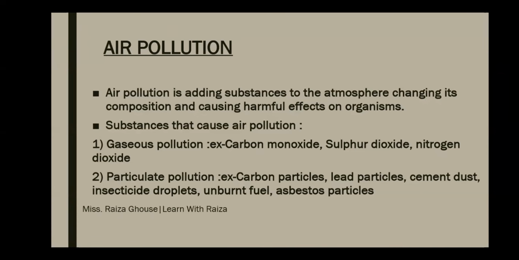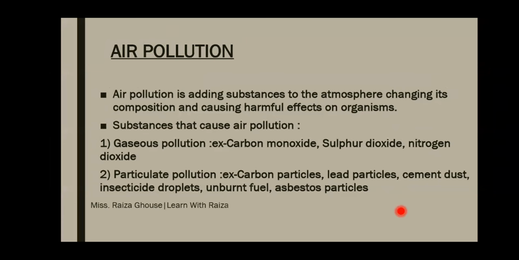So the substances that cause air pollution, we can divide into two groups: gaseous pollutants and particulate pollutants. I have included here gaseous pollutants and particulate pollutants. These are the two kinds of substances that can cause air pollution. Now, what did we discuss? What is air pollution? Adding substances to the atmosphere, changing the composition. What are the substances that we can classify? Gaseous pollutants and particulate pollutants.